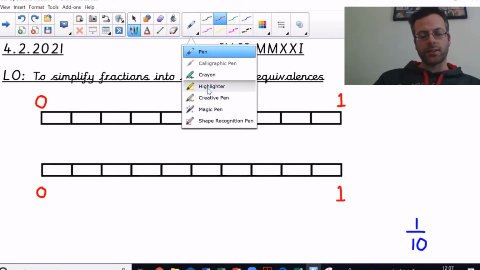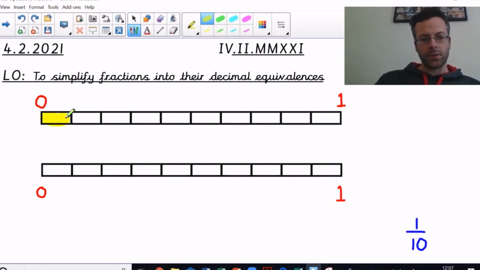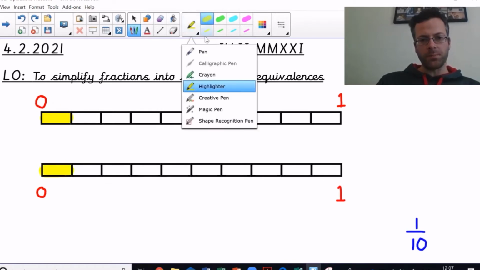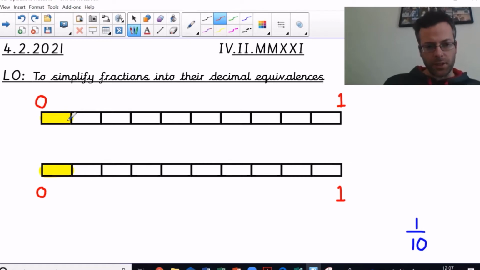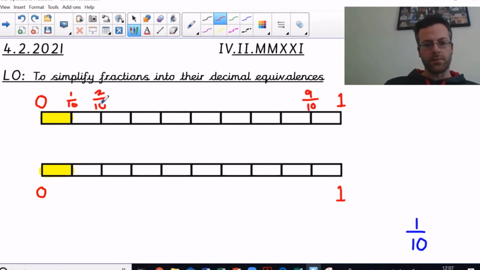So if I look at this, and I highlighted just this first one and this one, okay? From here we've got 0 to 1. Now, if I broke that down into fractions, because there are 1, 2, 3, 4, 5, 6, 7, 8, 9, 10 parts, we would have here 1/10, 2/10, and all the way up to 9/10 and 1. Okay, they're all of the fractions.